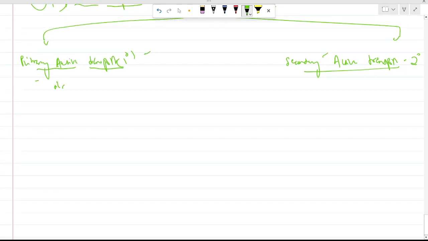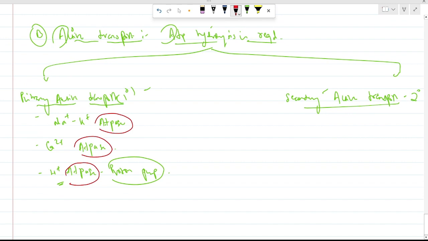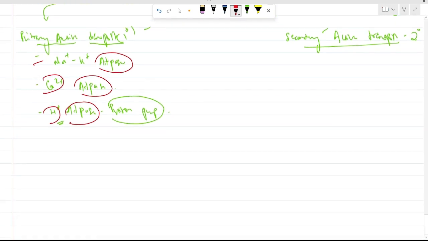Some examples of primary active transporters are the universal sodium potassium ATPase, next is calcium ATPase, and next is H plus ATPase, that is the proton pump, as you see in the lysosomes. You see here, all these names contain ATPase. These three transporters, through ATPase, cause ATP hydrolysis: sodium potassium ATPase, calcium ATPase and H plus ATPase, that is the proton pump. ATP hydrolysis is required.